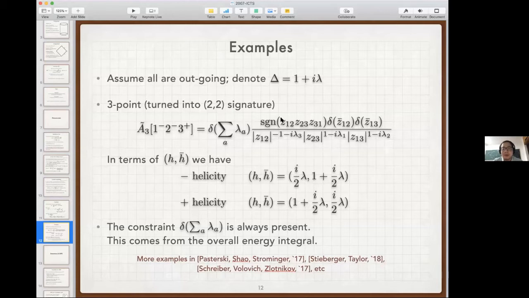this kind of expression. And from this one, we could also read off the 2D conformal dimensions of each operator entering this function like this.